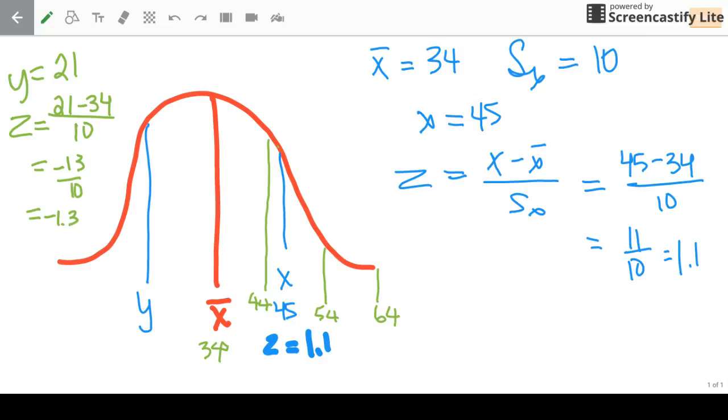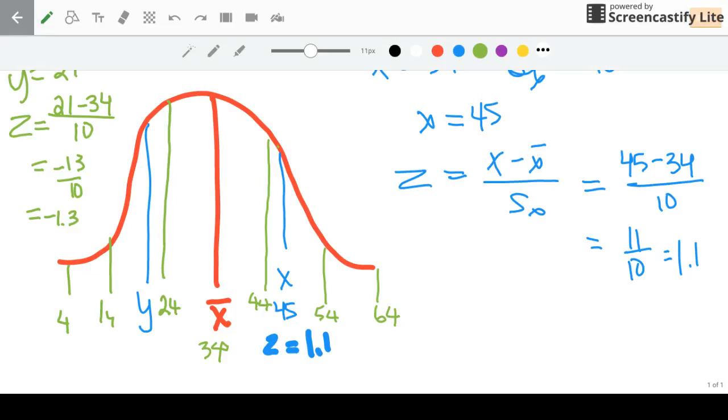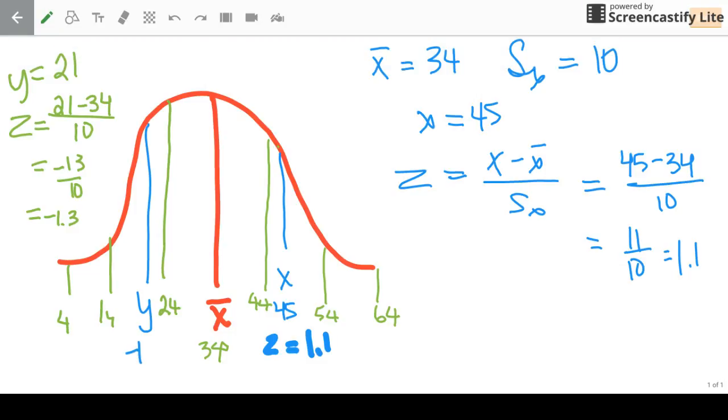Now, again, if I were to go back and draw in my, this would be 24, this would be 14, and 4. So again, I can see that my blue here, so y was a negative 1.3. You can see it is between 24 and 14, which was a negative 1 and a negative 2 standard deviations. So that z-score does fall in between there.